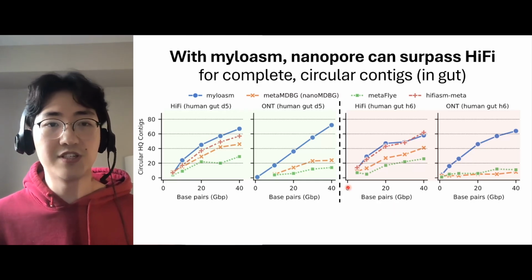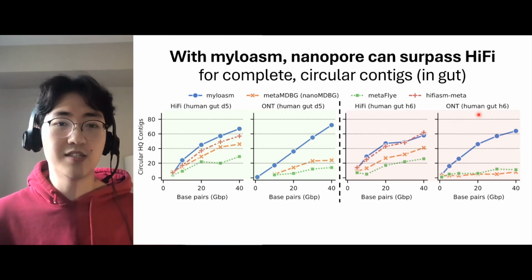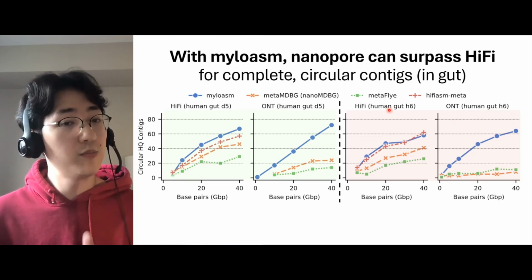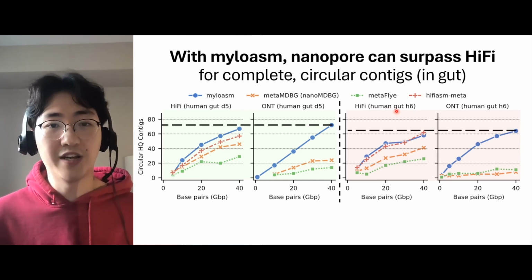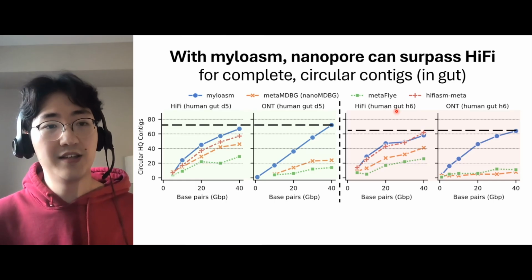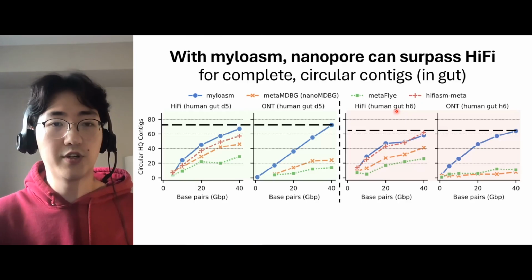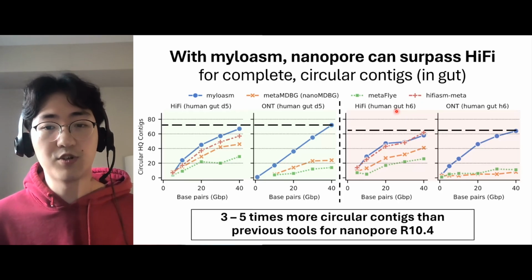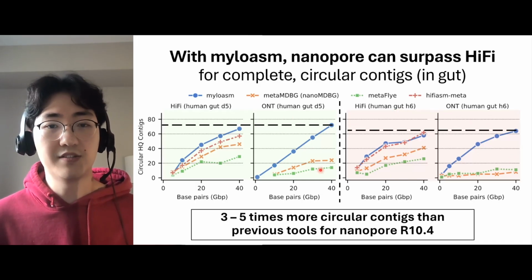There's 2 samples. There's D5 on the left-hand side here and H6 on the right-hand side here, and HiFi and ONT for both samples. And what you can see is that compared to the previous methods on HiFi, Myloasm is doing a little bit better or possibly similarly. But on the ONT data, we're actually recovering way more genomes. And on these dashed lines, I'm showing you that at the highest sequencing depth, there's more circular contigs with ONT than HiFi. And overall, we get 3 to 5 times more circular contigs than previous tools for Nanopore R10.4, as you can see by these frames here.